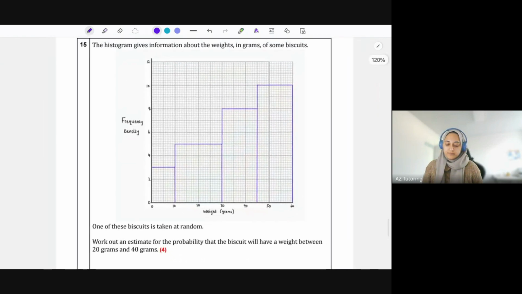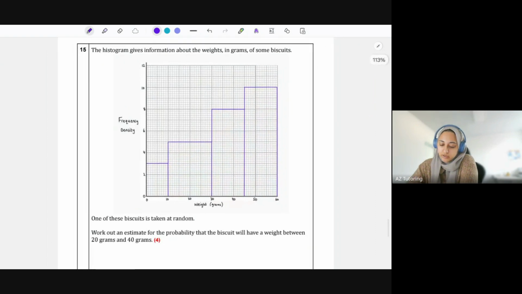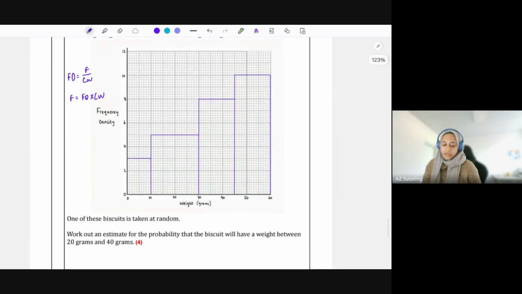We've got a histogram here. The histogram gives information about the weights in grams of some biscuits. So we've got frequency density on the y-axis, and weight on the x. Now remember, frequency density equals frequency divided by class width. So if I wanted to work out frequency, to go backwards, I'm going to times the frequency density by class width. So just keep that equation in mind.